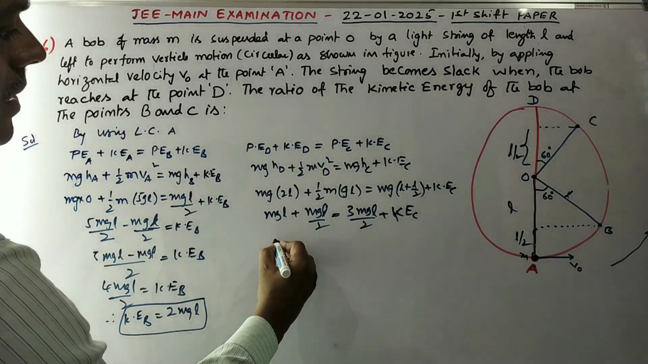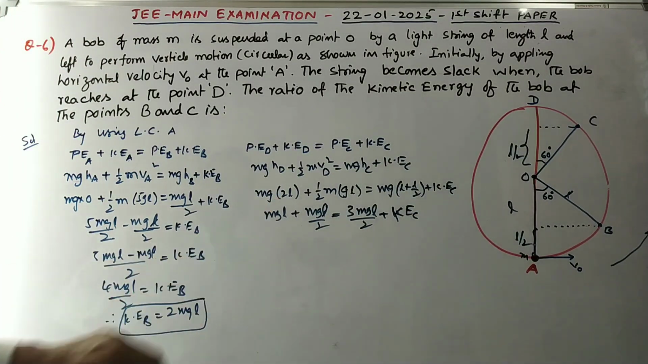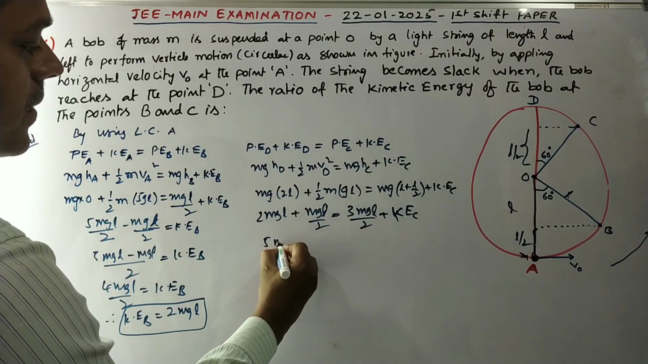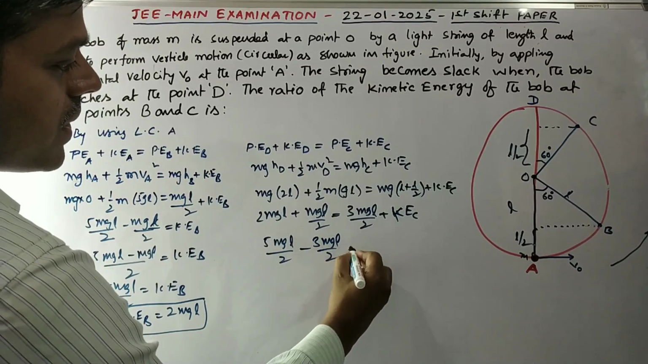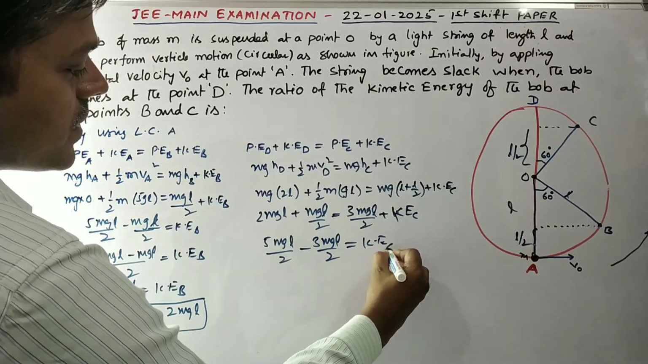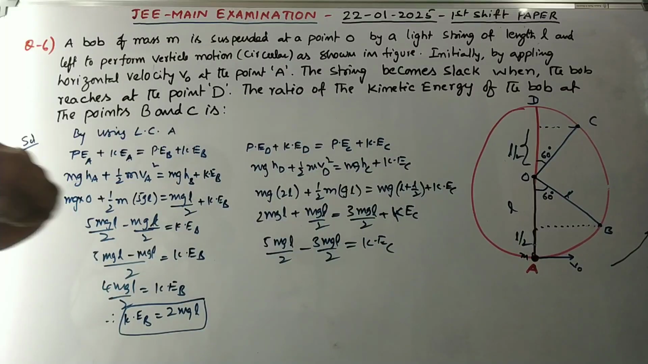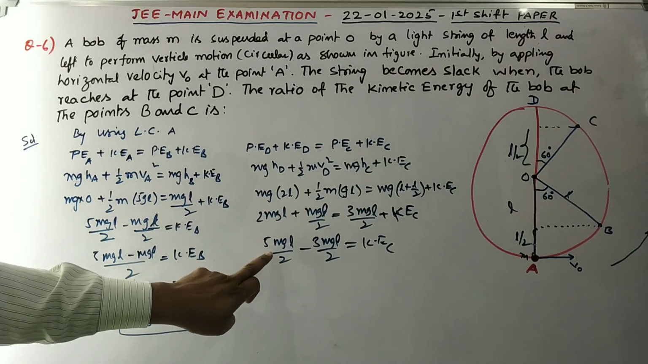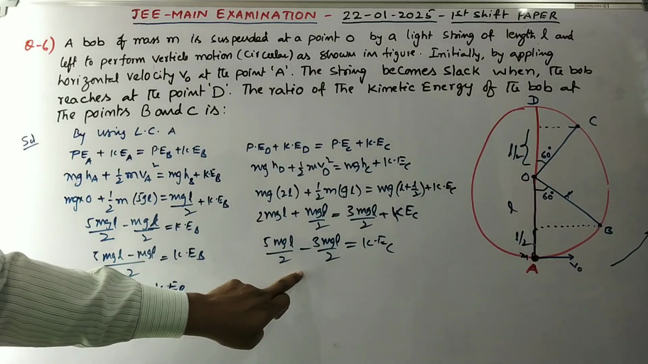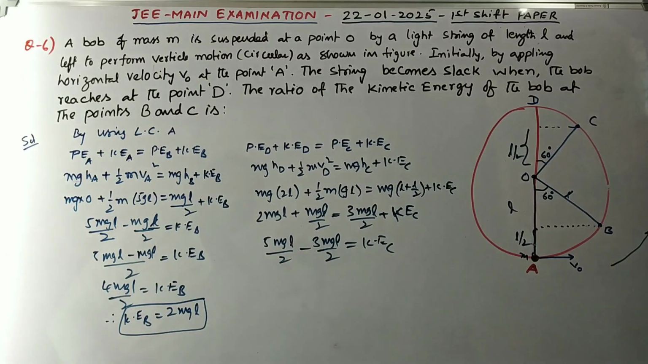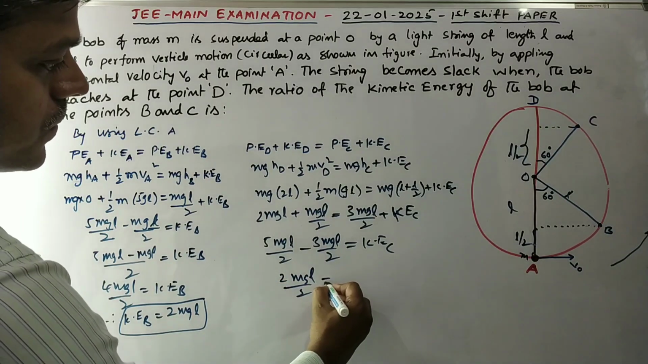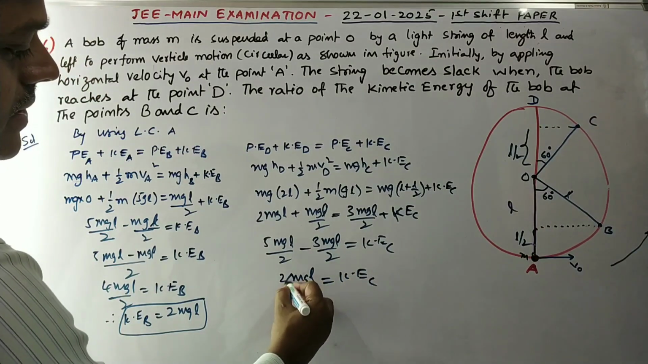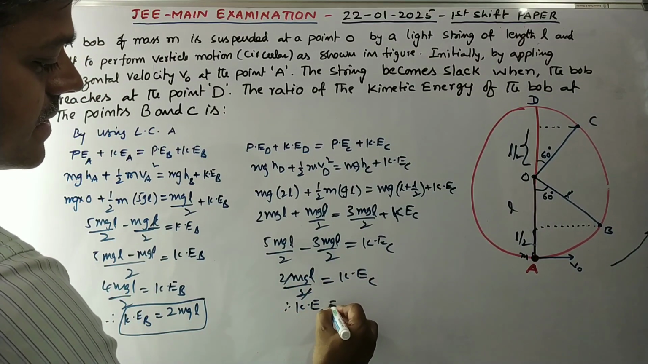So we may write 2 mgL, that means 5 mgL by 2 minus 3 mgL by 2 equals kinetic energy at point C, isn't it? When you take the LCM, 5 minus 3, what value do you get? 2 mgL by 2 is equal to kinetic energy at point C. The 2 is cancelled, therefore kinetic energy at point C is equal to mgL.